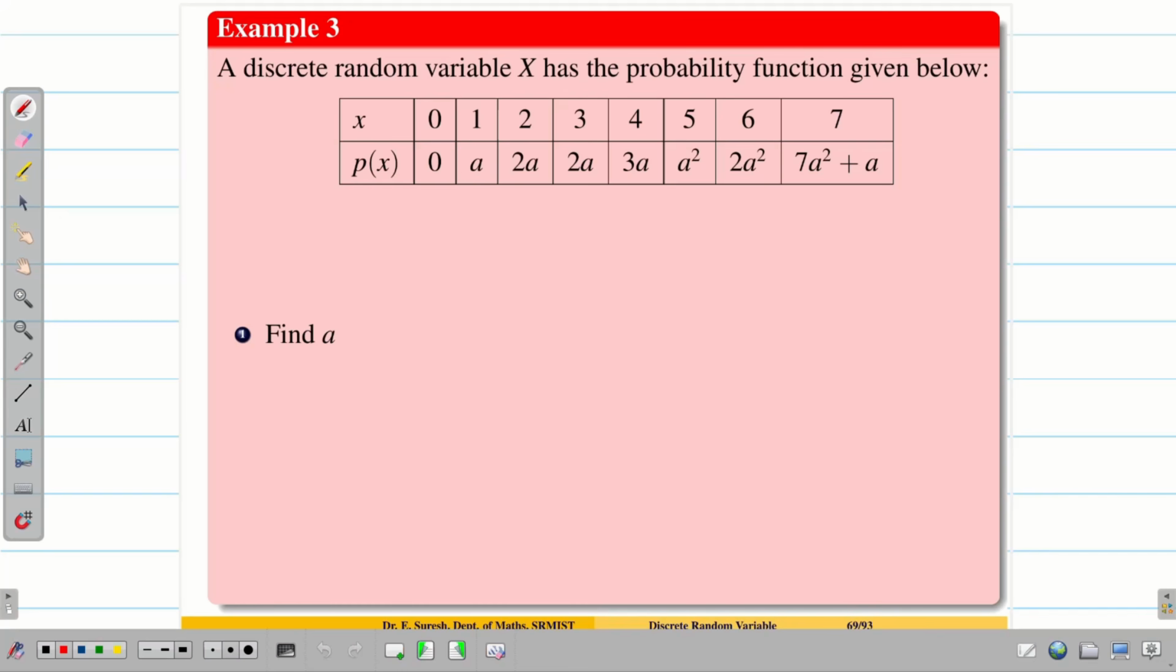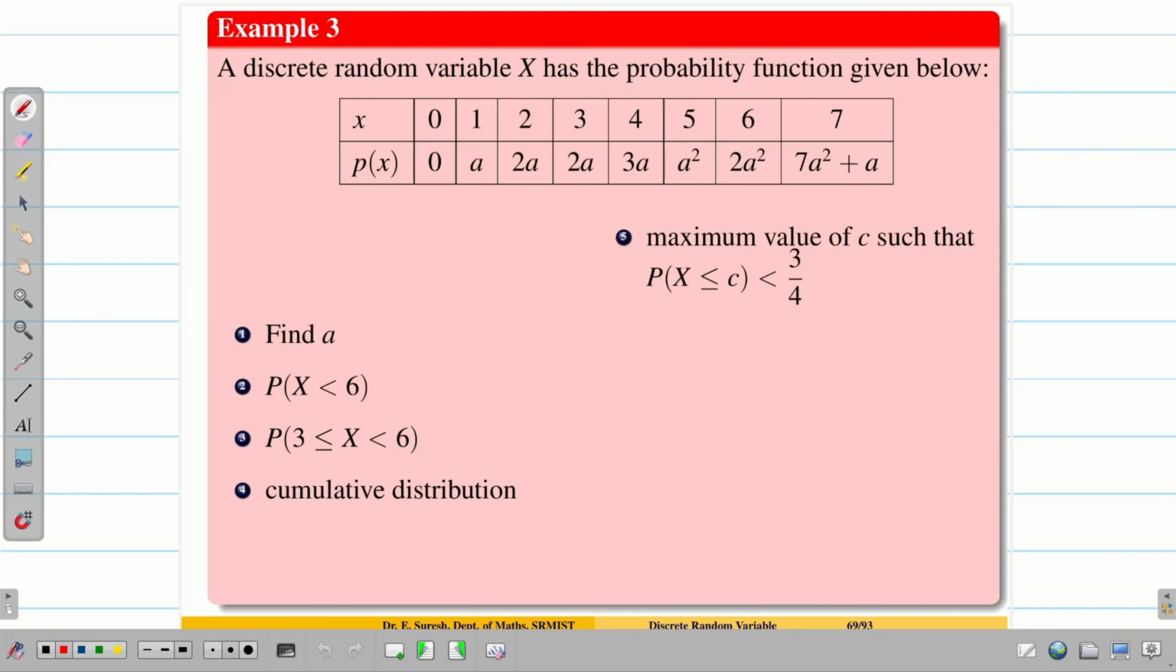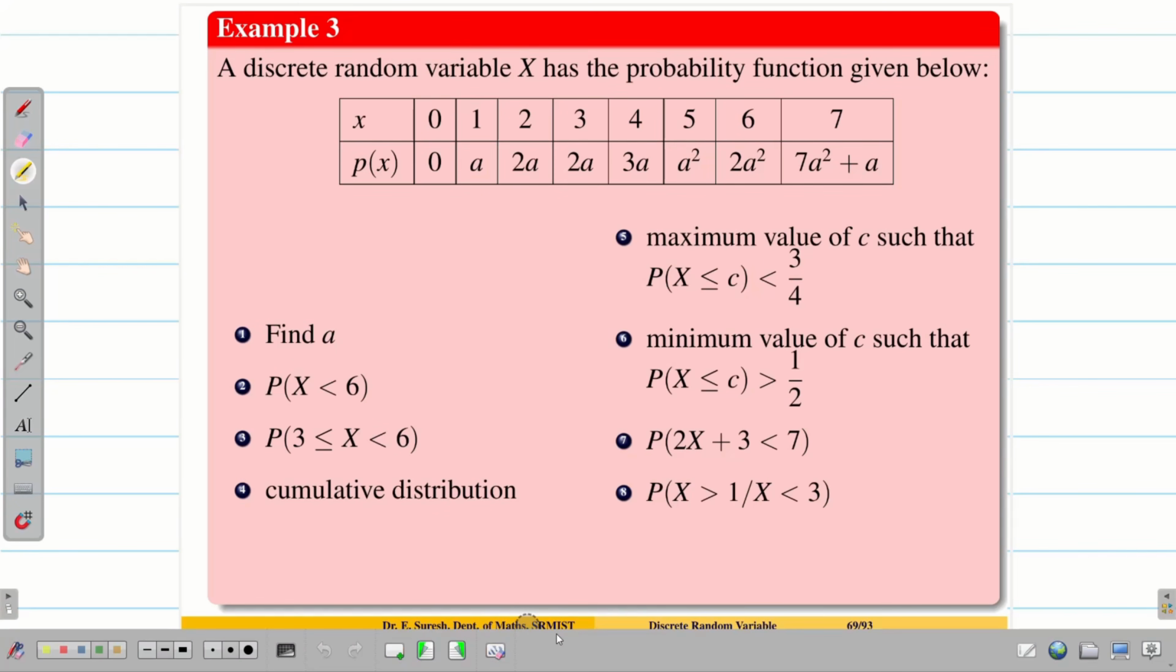As usual, for a given discrete random variable, we have to find the unknown a and some inequalities, CDF. And in addition, in this problem, we need to find the maximum value of c such that it should be less than 3/4. And then similarly, we have to find the minimum value. Next, we have to solve the conditional probability for this given problem. Let us solve one by one.